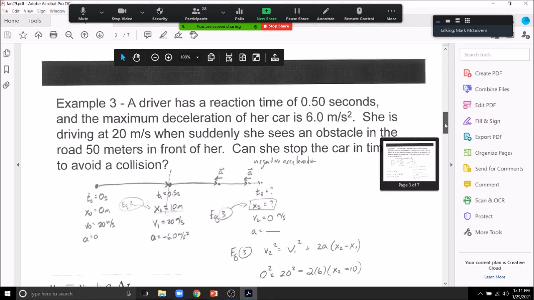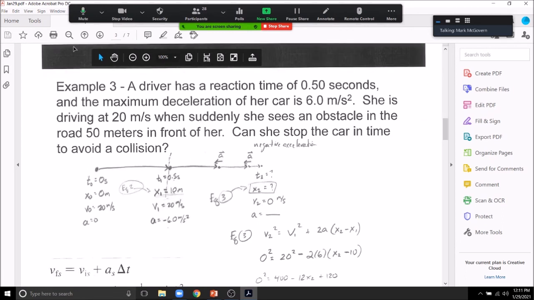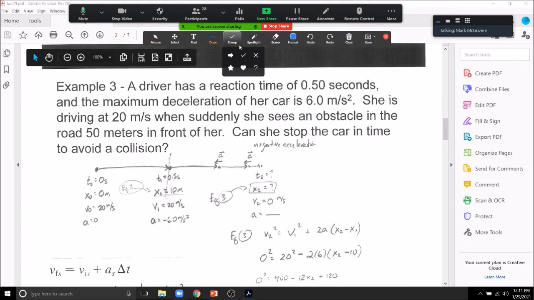Yes. A driver has a reaction time of half a second. And the maximum... Uh-oh. The word deceleration's here. My bad. You didn't see that.